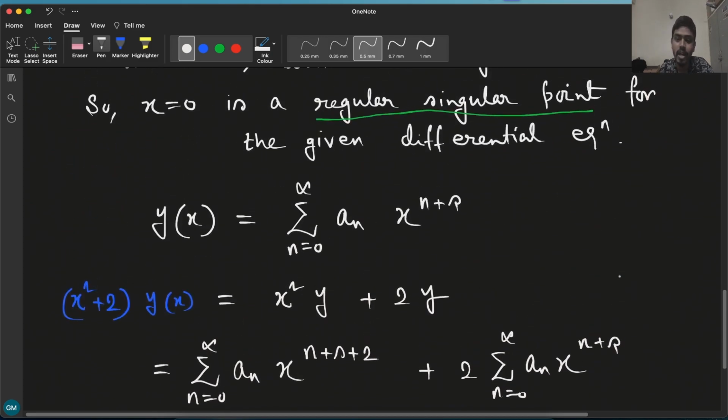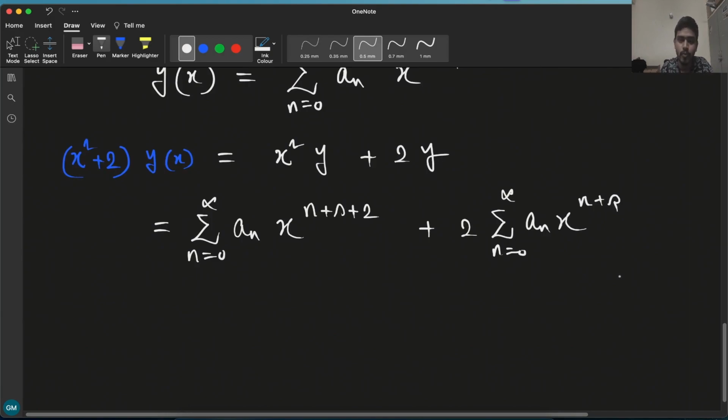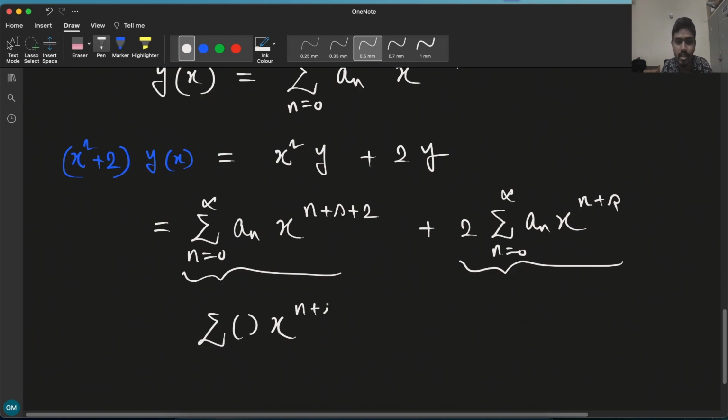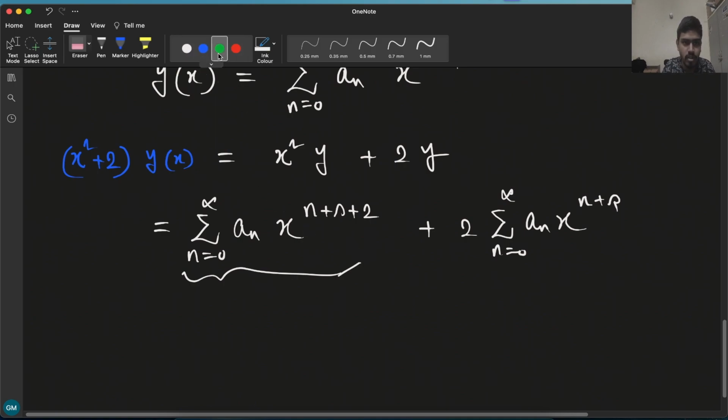So now instead of x to the power n, we have x to the power n plus s. For comparing the coefficients, we need to do an index shift, and we need to write these summations with x to the power n plus s, not terms like x to the power n plus s plus 2. This term is fine, but here x has a power of n plus s plus 2. So we want to do the index shift and write the summation as a sum over some coefficient times x to the power n plus s, so that we can compare. That's the goal here. So we will leave this term as it is, and we will only work with this term.